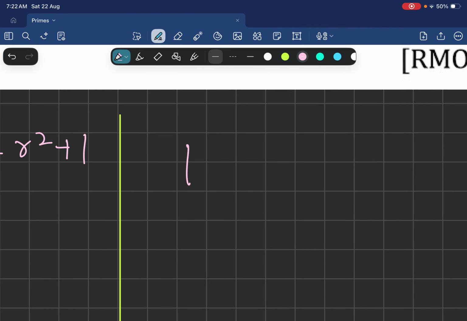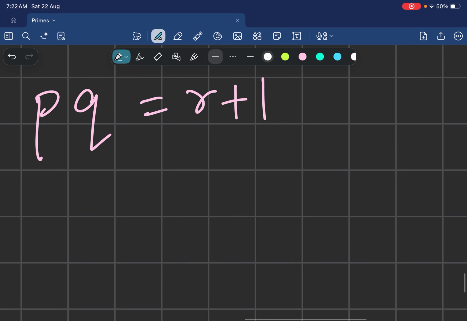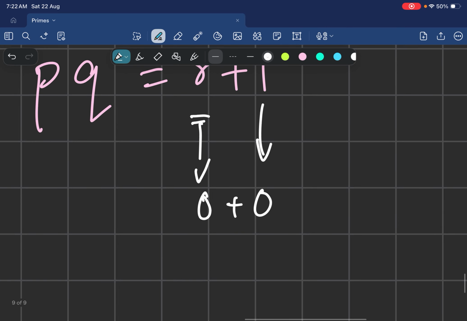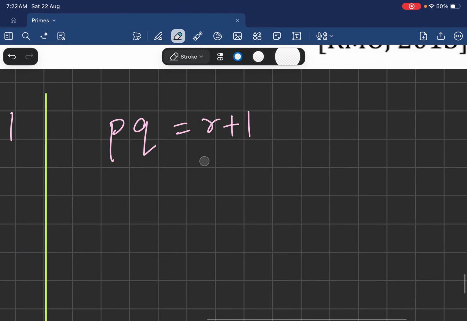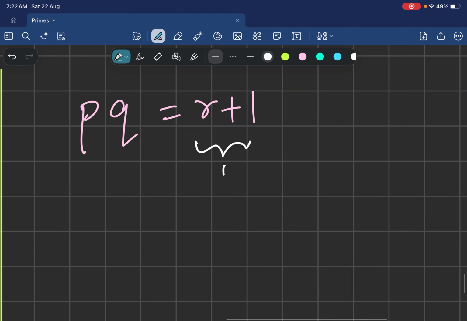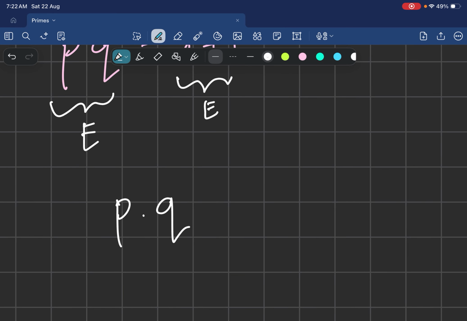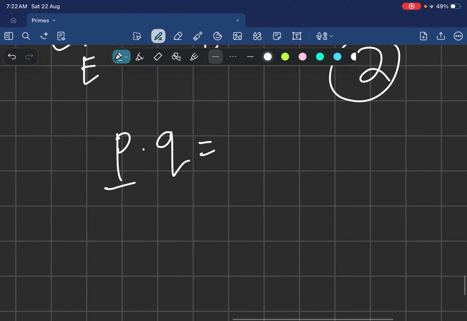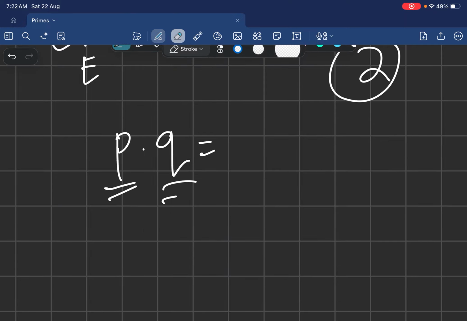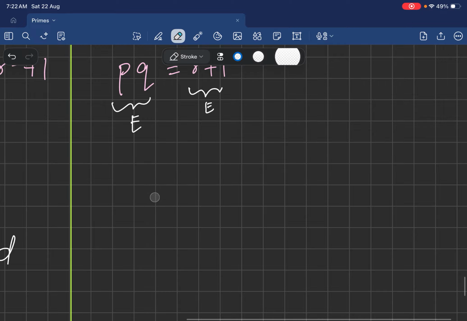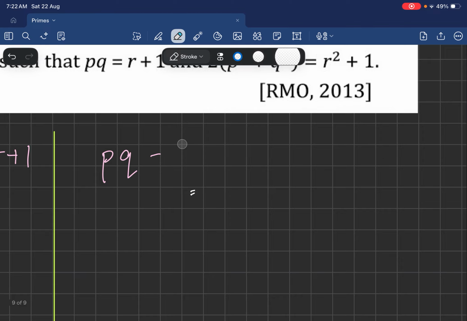What's the other expression? PQ is equal to r plus 1. So we know that r is odd, and we know that 1 is odd as well, and we know that odd plus odd is even. Therefore, r plus 1 is even, which means PQ is even as well. Product of two primes is even, and there is only one even prime, which is 2. Therefore, either P is 2 or Q is 2, okay? For the product to be even.